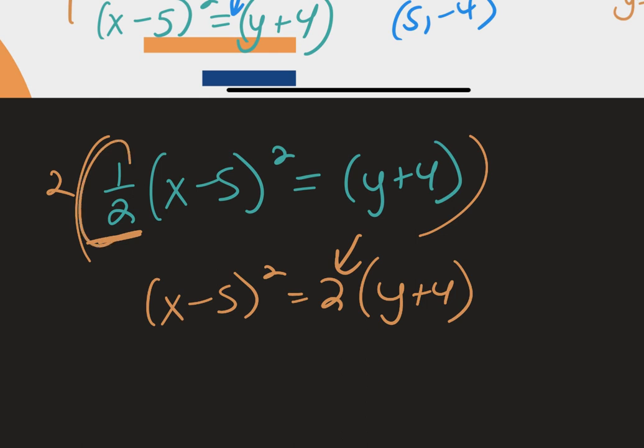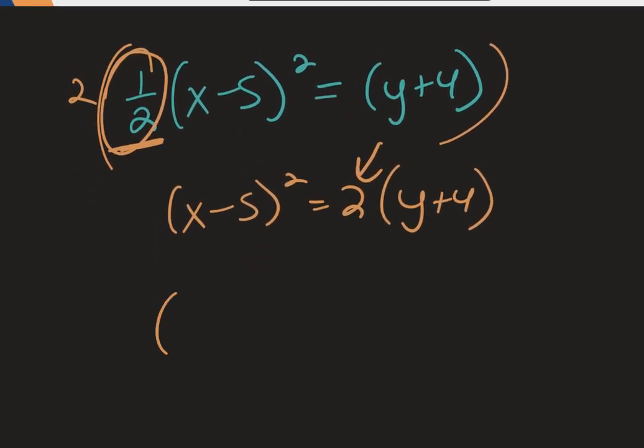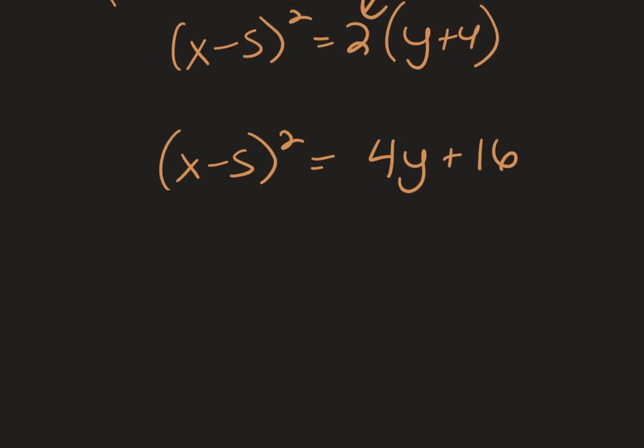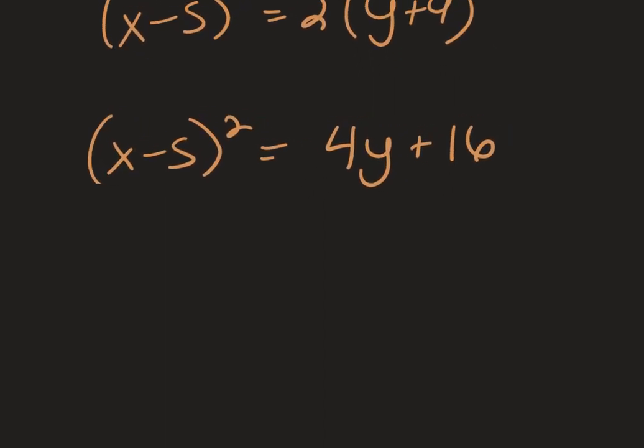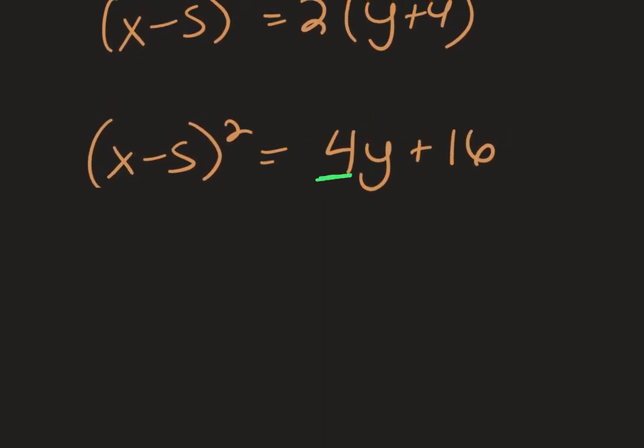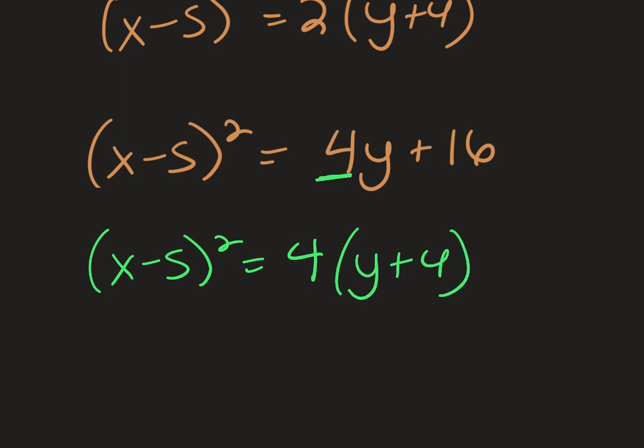So you can't have anything on the front of the squared term. You would want to get rid of it by multiplying or dividing by whatever's there to move it to the other side. And then also you'll see something like this. Let's say it says 4y plus 16, and that's what my standard form gets me. I have to take this 4 off the y. There can't be anything attached there. So it would be (x minus 5) squared equals 4(y plus 4). So you'd have to take that out.